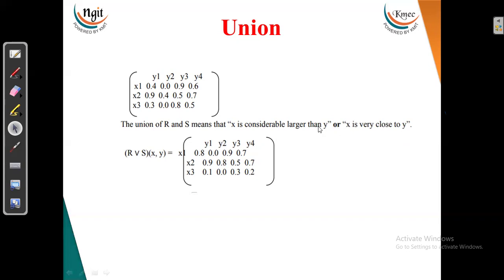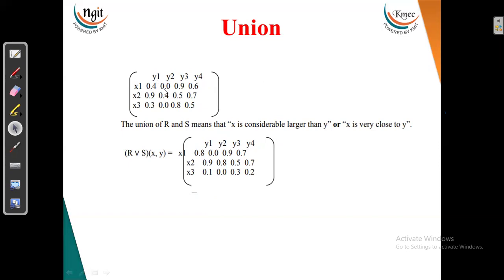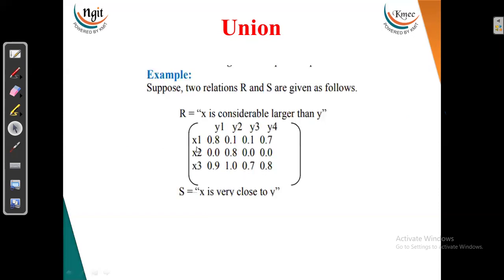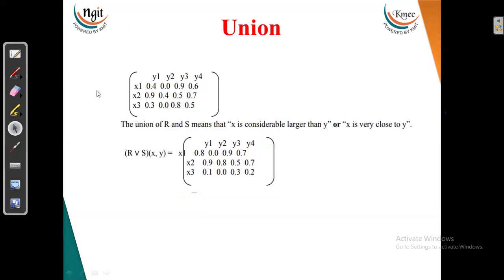Intersection means and. One more example: x1, y2 is 0.1 in R. If I take here x1, y2 as 0.0, what will be the maximum? It is 0.1. It was some printing mistake, so please change. And the third one is x1, y3, which is 0.7 and 0.9. So max is 0.9. Like this we can find the union. The only thing you have to remember is the maximum value between two relations, not between two sets. So this is the example for union.